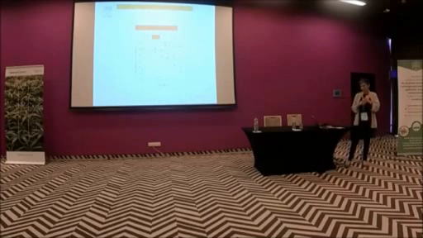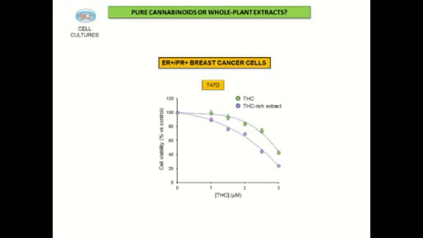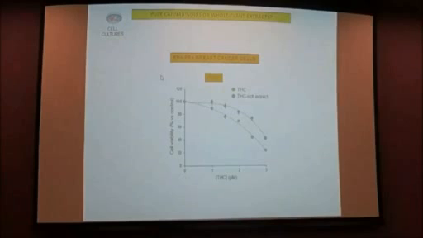Well, we started by doing cell culture experiments in hormone-sensitive breast cancer cells, the ones that are treated with tamoxifen. And we compared the anti-proliferative effect of pure THC, which is represented in green, versus the THC-rich extract.